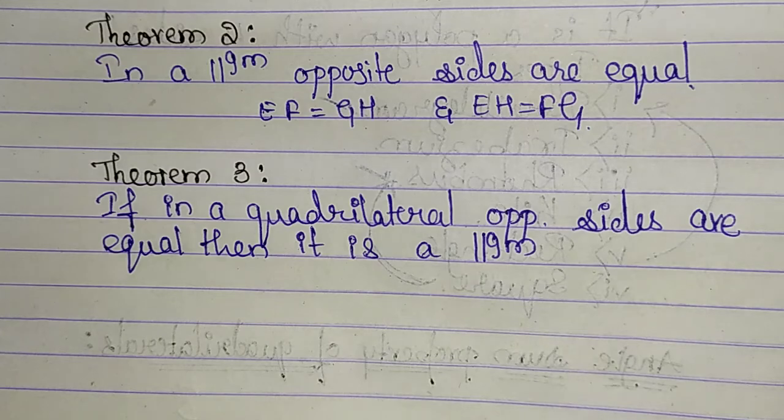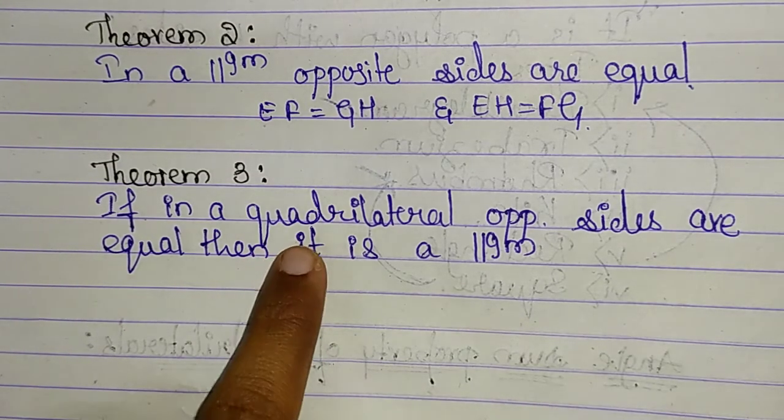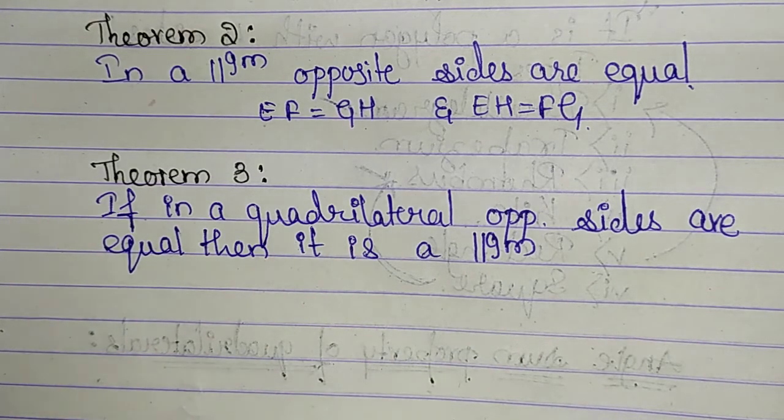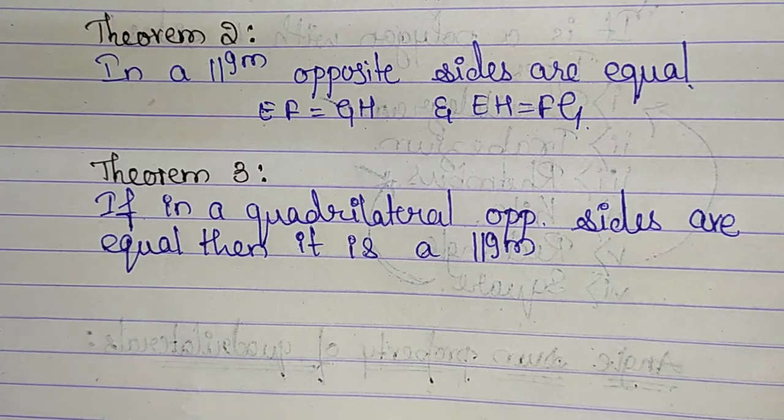That is why in the definition I said that rhombus is a special case of parallelogram, rectangle is a special case of parallelogram, and square is also a special case of parallelogram, because in all three, that is rhombus, square and rectangle, the opposite sides are always equal to one another. That is why a quadrilateral whose opposite sides are equal is always a parallelogram. That is the third theorem.